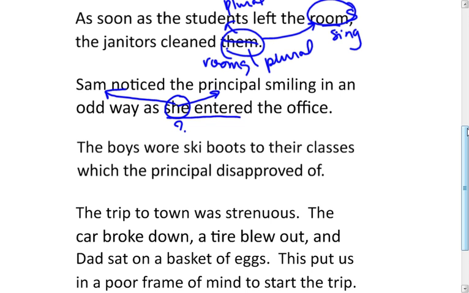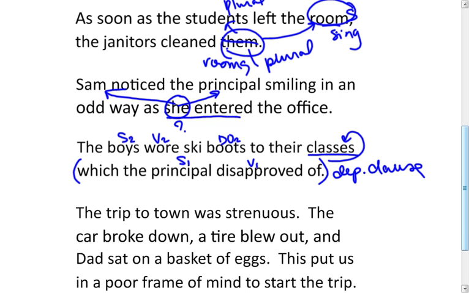The boys wore ski boots to their classes, which the principal disapproved of. So did the principal disapprove of the classes? This is technically a dependent clause. Again, we're going to talk more about these later, but we've got a subject and a verb. What did the boys wear? They wore boots, direct object. Which the principal disapproved of. This is an adjective clause. This appears, based on its location, to be telling me about the classes. So apparently the principal disapproved of their classes.